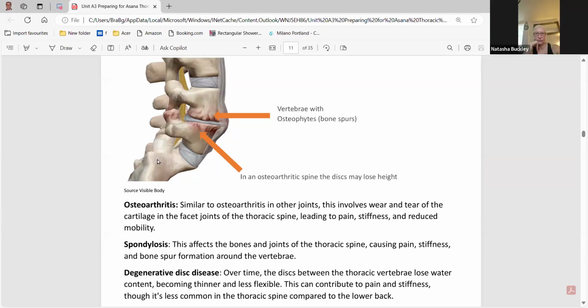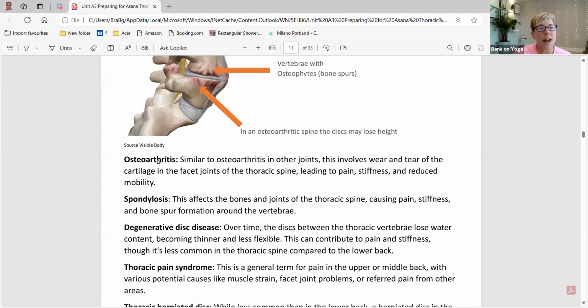And less common than osteoarthritis, spondylosis. This affects the bones and the joints of the thoracic spine, causes pain, stiffness, and bone spurs around the vertebrae. It is less common than osteoarthritis, but people may come in. They're probably managing their pain of some description anyway. So if they're coming in, it's not going to be something that's new to them.